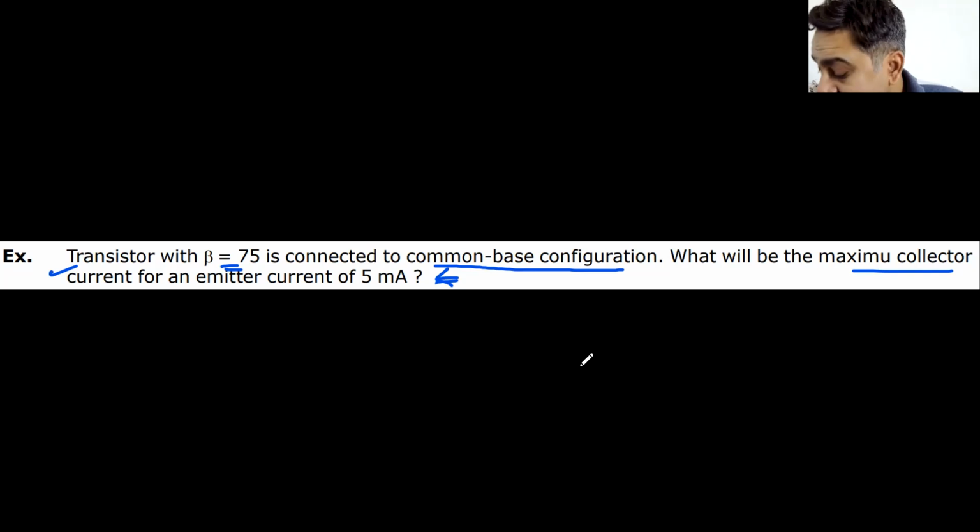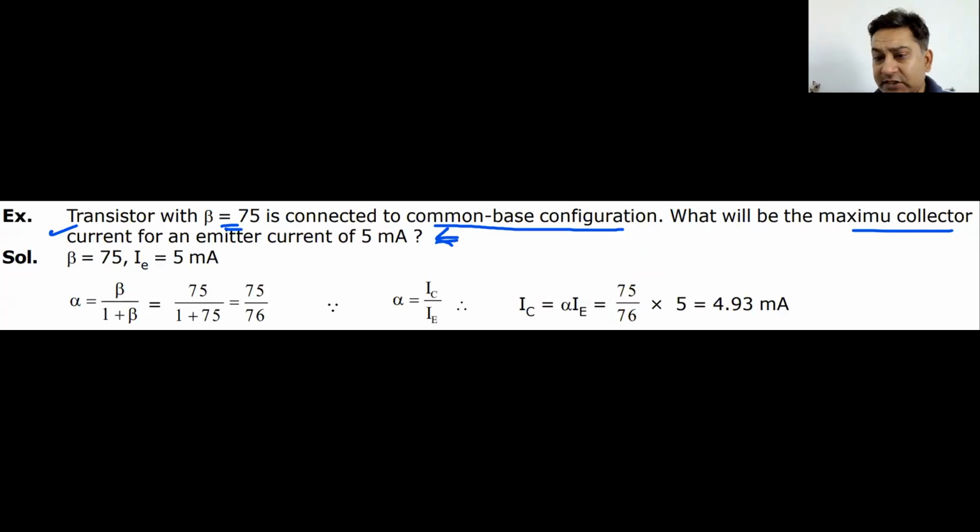First we find alpha, sir. Alpha is equal to IC by IE. Yes, that is correct. Well done. I hope all of you can understand what he has said. We know the value of beta. We know the value of emitter current. From beta, you can find out the value of alpha. Alpha is beta upon 1 plus beta. 75 by 76 is your alpha. We also know alpha is IC by IE. So IC becomes alpha times IE, and you have your answer: 75 multiplied by 5 divided by 76.